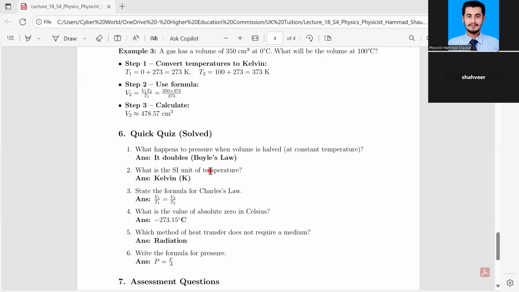Which method of heat transfer does not require a medium? We discussed this in previous lectures. We discussed modes of transfer of heat like conduction, convection, radiation. So from those three, can you tell me which method does not require a medium to travel? Radiation. Yes, radiation. And the second name of radiation is light. Simply light. Light is a radiation. Okay.